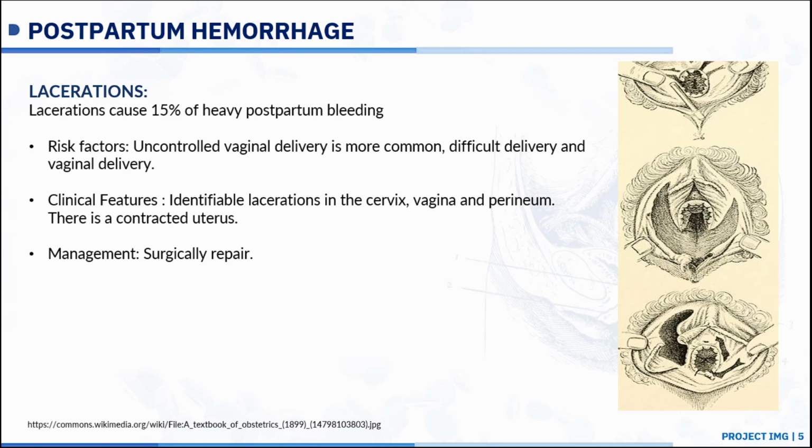In the next, we talk about lacerations. Lacerations cause 15% of heavy postpartum bleeding. Risk factors: uncontrolled vaginal delivery is more common, difficult delivery, and operative vaginal delivery. Clinical features: identifiable lacerations in the cervix, vagina, and perineum, and there is a contracted uterus. Management: surgical repair.